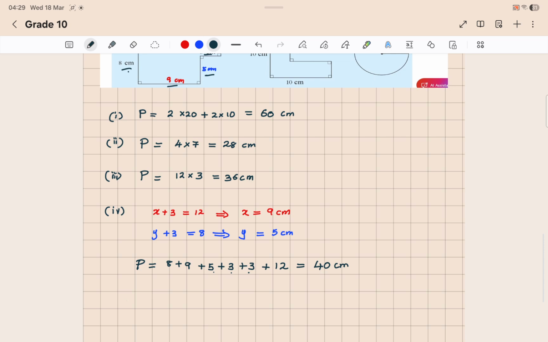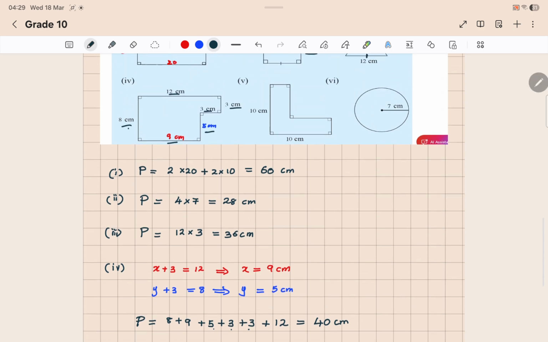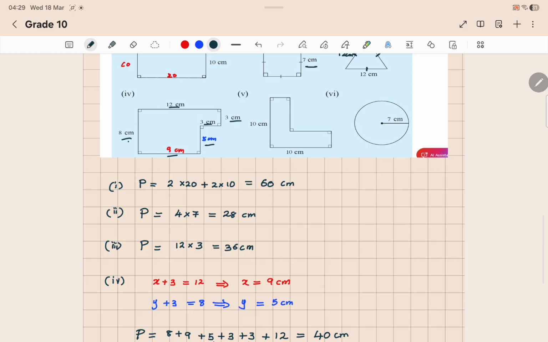Right? Then let's look at the fifth shape, that is also a composite shape, right? So then let's see how to figure that one out.